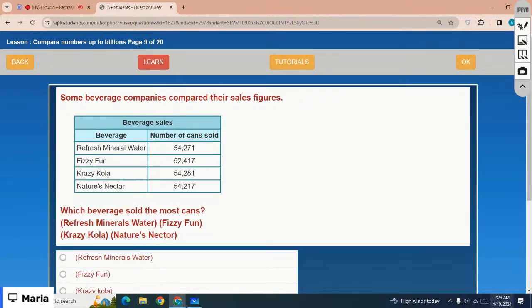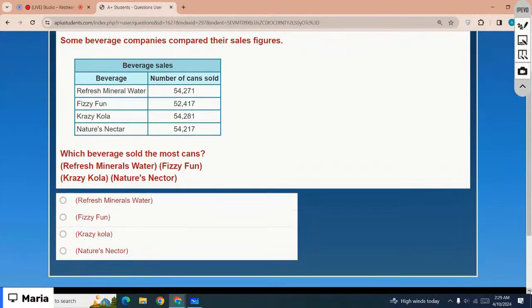Some beverage companies compared their sales figures. Which beverage sold the most cans? Which is the correct option? That is 52,417, isn't it? Fizzy Fun sold the most cans, right? Fizzy Fun, the correct option it is.